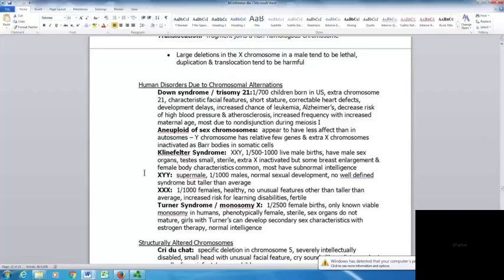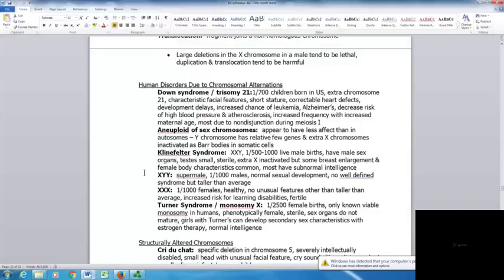With Klinefelter Syndrome, this is XXY. It's 1 in 500 to 1,000 live male births. They will have male sex organs. The testes are small, they're sterile. The extra X is inactivated. You may see some breast enlargement and female body characteristics. Most will have subnormal intelligence.